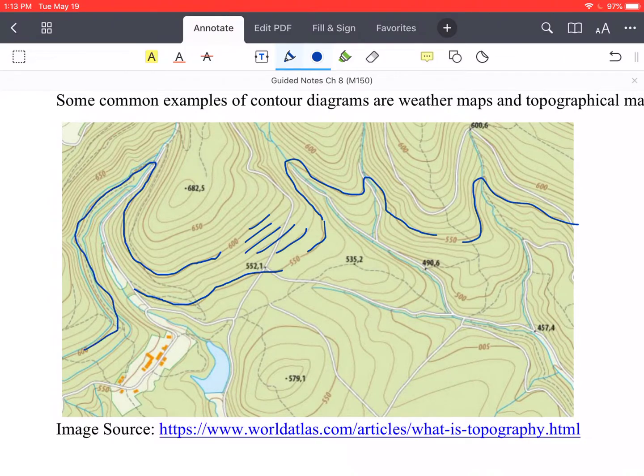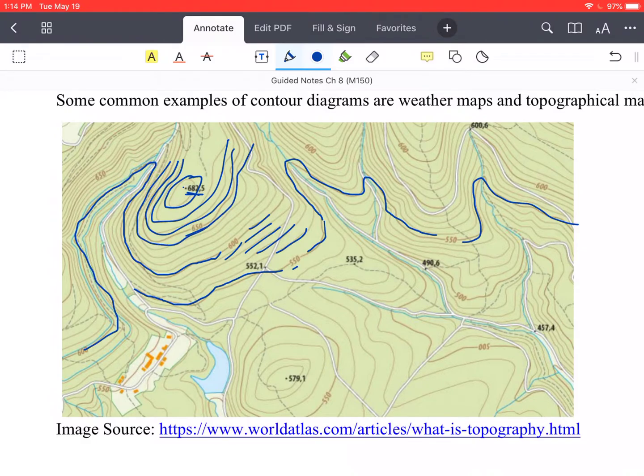So we can use these contours to visualize a 3D object using just a 2D graph. And you can see here we're going from 550 up to 600 to 650 all the way up to 682.5. Notice this is a point here instead of a curve. That's because that is a single highest point. You might be able to tell by looking at this, but this is actually a mountain. Notice it goes right here and then it starts getting wider and wider like that.